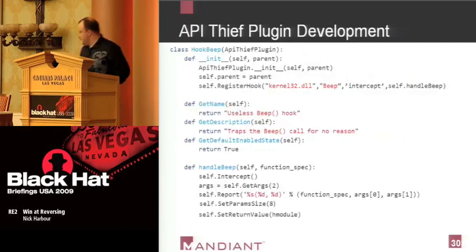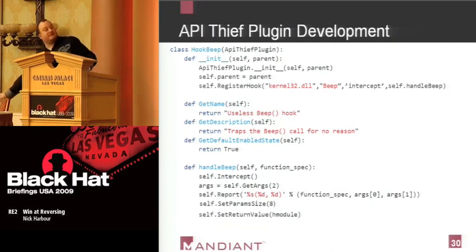Cool. So here's an example. This is a complete plugin right here for a hook on Beep. This is actually an intercept, so Beep will never get called. By the way, I'm not a Python expert. I probably know very minimally, so if there's something stupid in here, don't complain to me. Well, maybe complain to me, maybe I'll fix it.